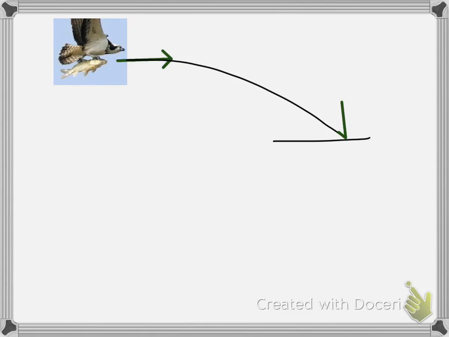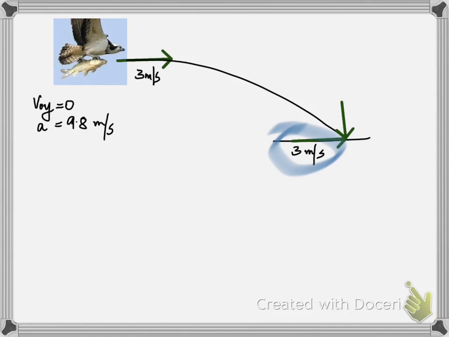In question 8, the eagle is flying horizontally at a speed of 3 meters per second, and the fish falls into the lake 5 meters below. We have to calculate the velocity of the fish relative to the water when it hits the water. What do we know about the horizontal component? It never changes. So just before hitting the water, the horizontal component of the velocity is still 3 meters per second. If it started out at 3, it's going to be 3.